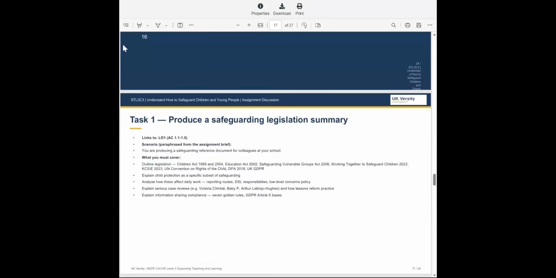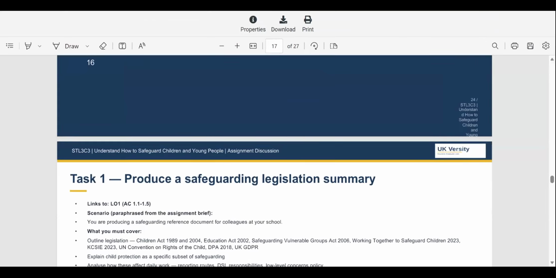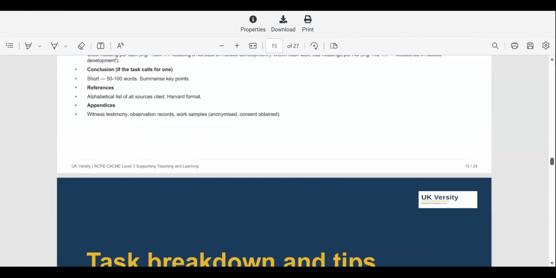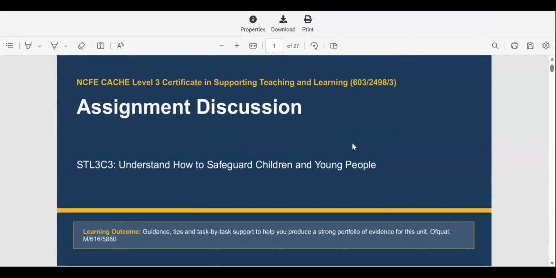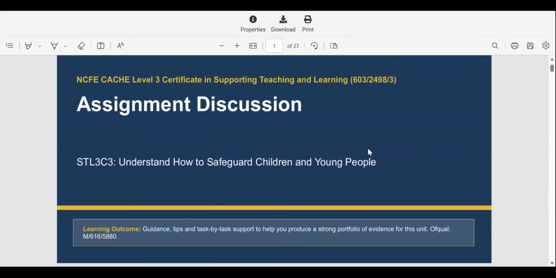Yeah. Okay. So the next thing I want to share is the actual slides themselves. So let's look at this assignment discussion. Understanding outcome 2. So this is the assignment discussion. Can you see that? Yeah. Okay. We'll go through guidelines for what is expected of you, and then we'll go through the tasks to do. So, assignment discussion: understand how to safeguard children and young people.